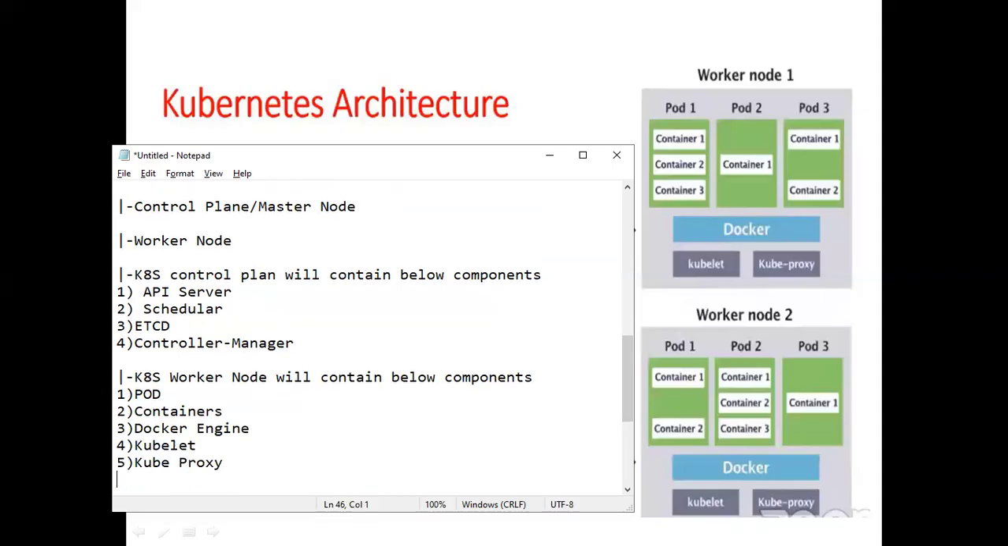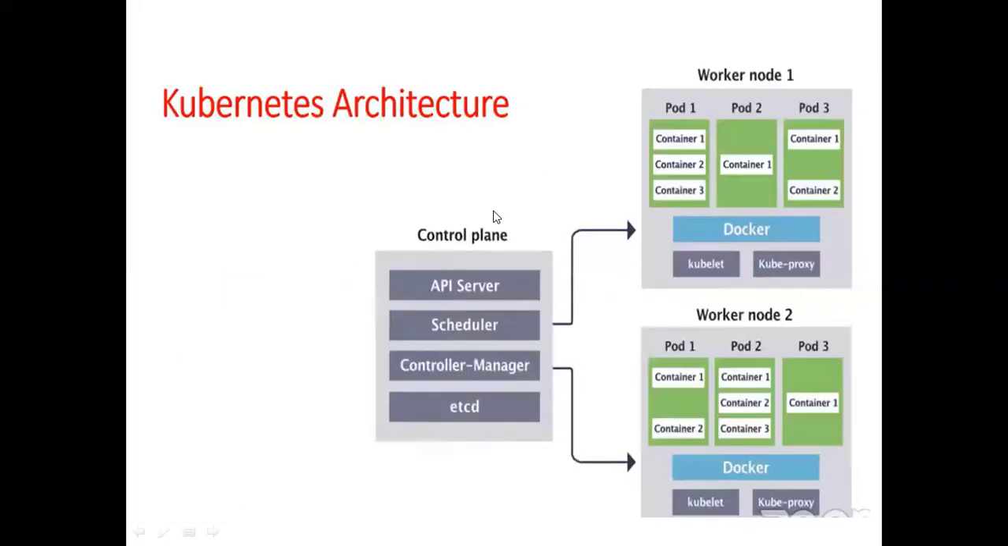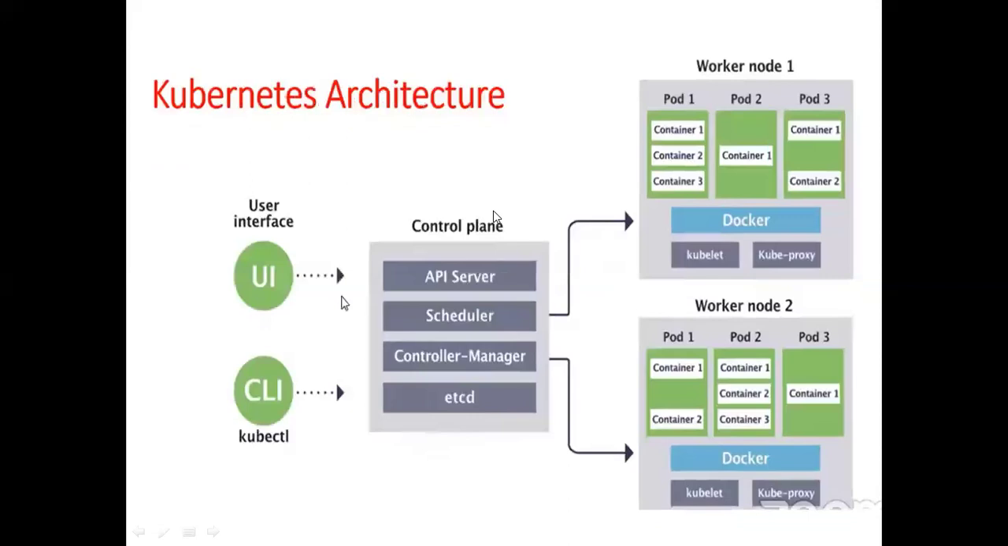So first you need to understand what components the worker node contains and what components the master node contains. The master node contains the API server, scheduler, etcd, and controller manager. We will discuss them in detail later on. And the worker node contains the pod, container, Docker engine, kubelet, and kubeproxy. So this is your Kubernetes architecture.